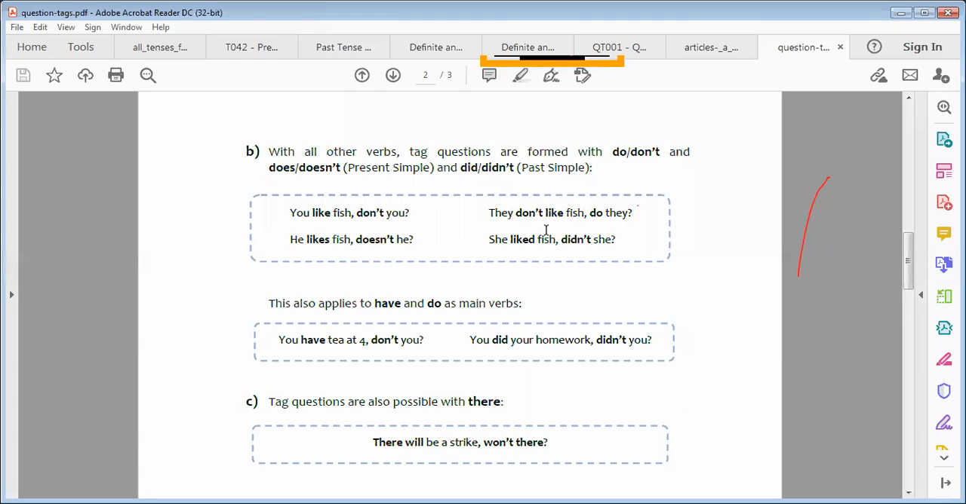They don't like fish. Is there a helping verb? Don't is already there, right? But the sentence is negative, so my question tag will be positive. Do they? She liked fish. Is there an auxiliary verb? No. What is the tense? Past tense. That is why I'm going to use did. The sentence is positive, so the question tag will be negative. Didn't she? Question mark. This also applies to have and do as main verbs. If you have in a sentence, you have tea at 4, don't you? You did your homework, didn't you?